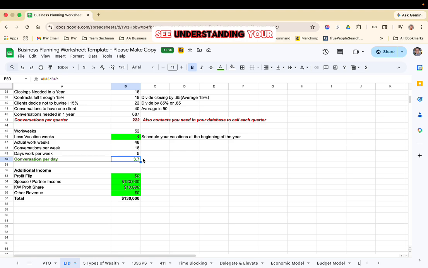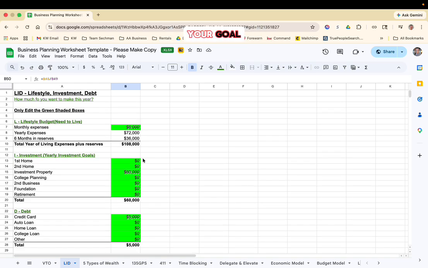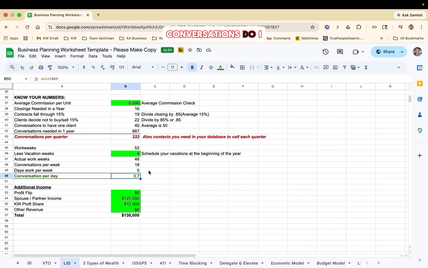So you can see understanding your numbers and really drilling down from the top to the bottom of how much money you actually need really helps you stay focused on your goal of how many conversations do I need to have in a day.